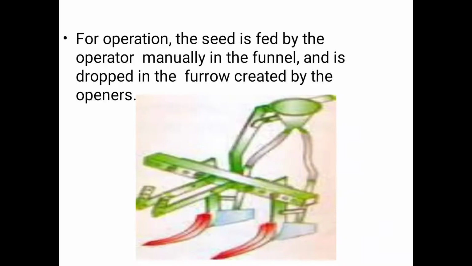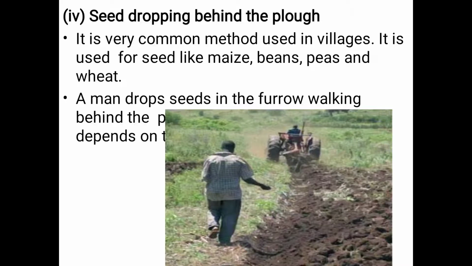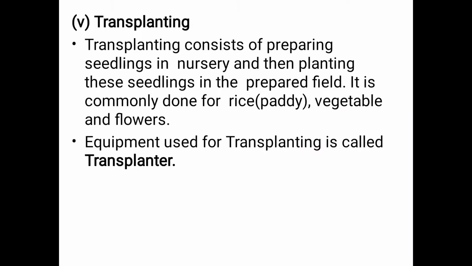For operation, the seed is fed by the operator manually into the funnel and is dropped in the furrow created by the opener. Seed dropping behind the plough is a very common method used in villages. It is used for seeds like maize, beans, peas and wheat. A man drops seed in the furrow, walking behind the plough which penetrates inside the soil.